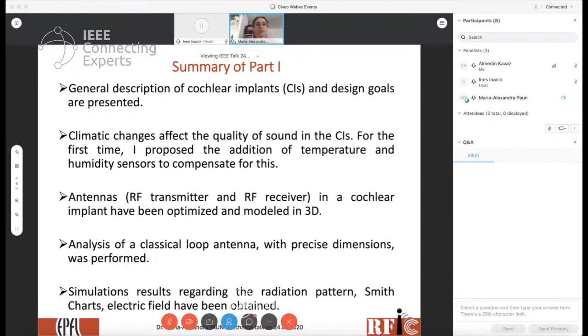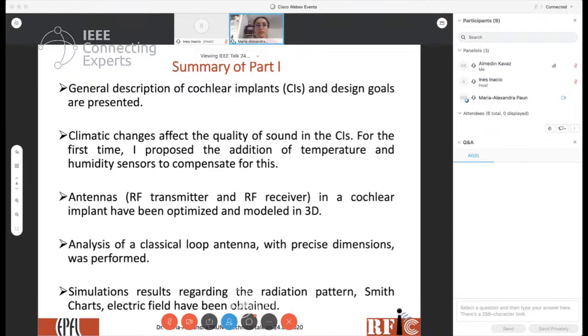Okay, so as already pointed out, I shall give you a general description of what cochlear implants are, also emphasizing the design goals. Then I shall focus on the main idea of my project, which is the fact that I have identified that climatic changes affect the quality of sound in cochlear implants a lot. For the first time, I proposed the addition of temperature and humidity sensors to compensate for this.